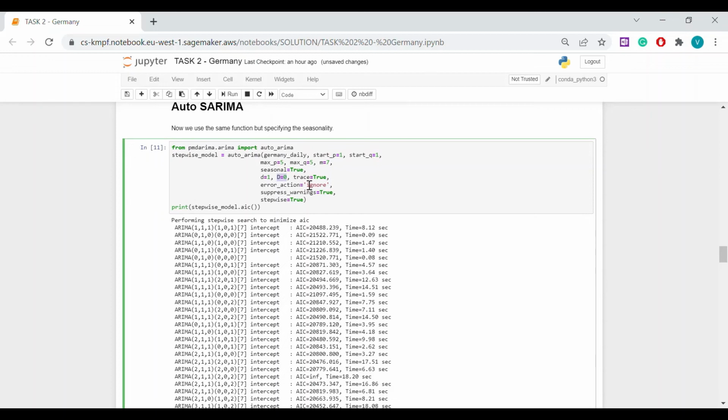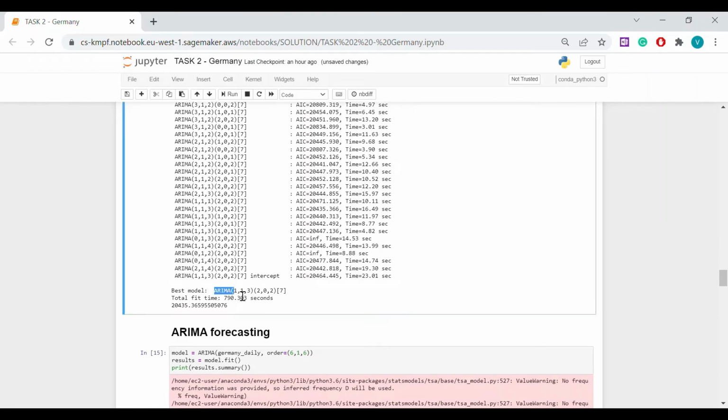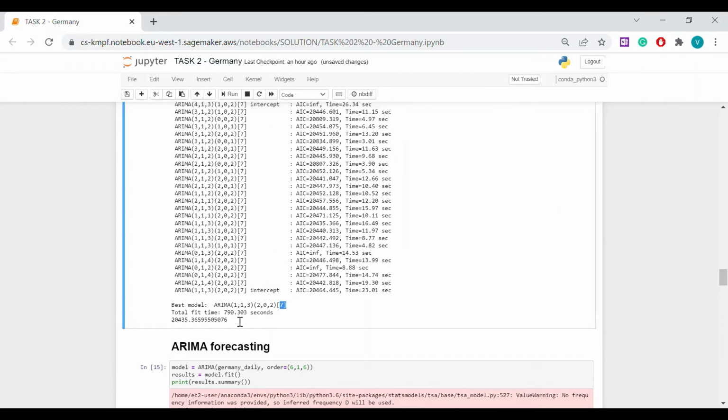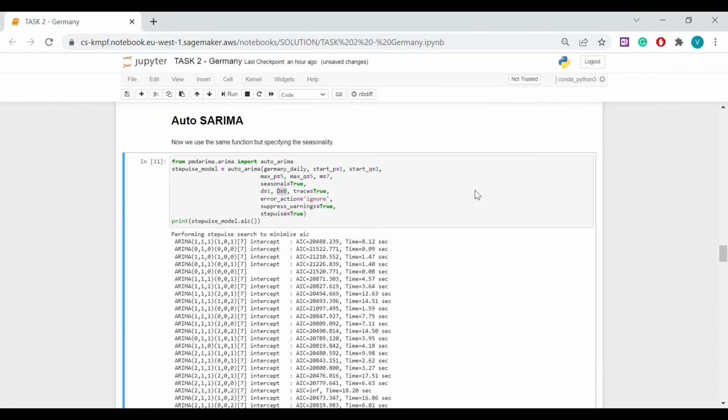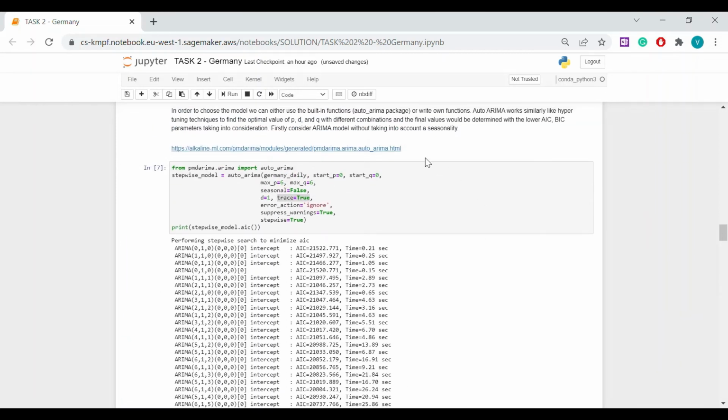And the function gives us the best model, which is SARIMA(1,1,3)(2,0,2) with the seasonal parameter 7 days, and the Akaike information criterion corresponding to this model. The detailed description of the auto ARIMA package can be found by the following link.